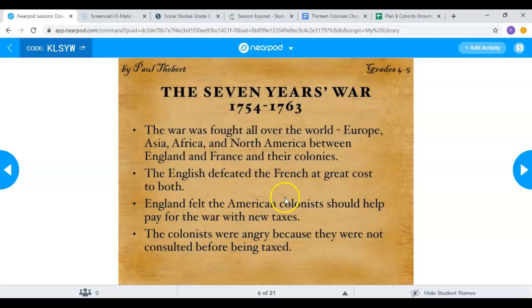So England felt that the American colonists should help pay for the war. Even though the colonists had been helping with the war effort, they were still considered British colonists, so they were helping with the war effort. Great Britain wanted to tax them. And the colonists were really angry because they didn't want to be taxed. They had to help with the war. They had no choice. And so to tax them now, after they had fought a war for Great Britain against the French, they thought that was very unfair.